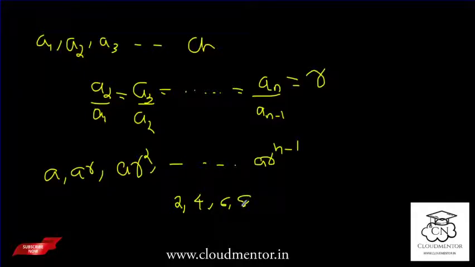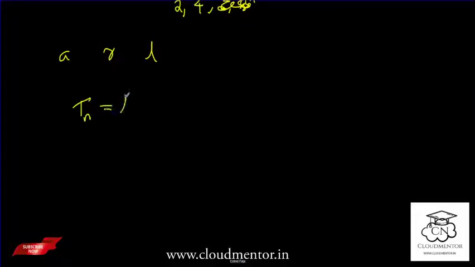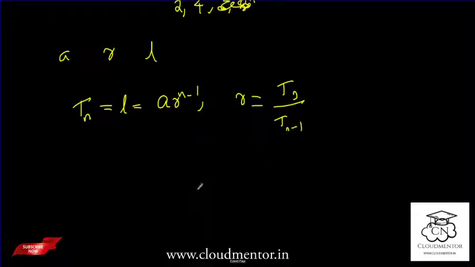For example, 2, 4, 8, 16 is an example for this GP. And now let's find the nth term of the GP, that is the general term. Let A be the first term and R be the common ratio and L be the last term of a GP. Then the nth term is given by Tn equal to L, that is equal to Ar raised to n minus 1, where R equal to Tn by Tn minus 1. Okay, so the nth term from the last term will be equal to Tn dash equal to L by R raised to n minus 1.